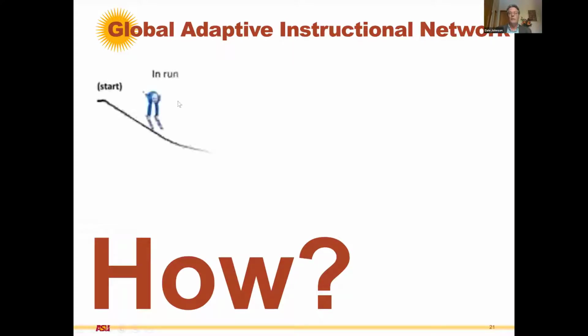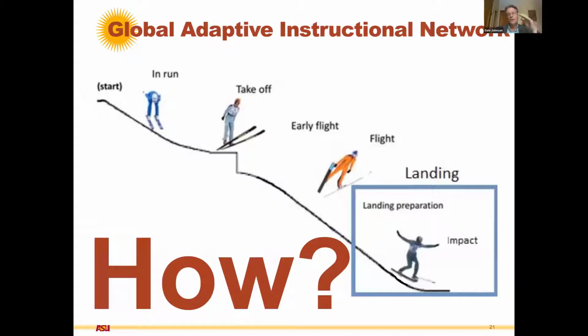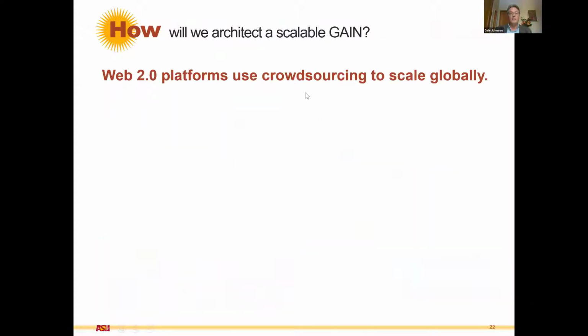What I want to do now is talk about how we do that. So how would you get down that slope, launch yourself in the air, and successfully land to have the highest impact on the instructional process? This is really about Web 2.0. I hope that term resonates with some of you.